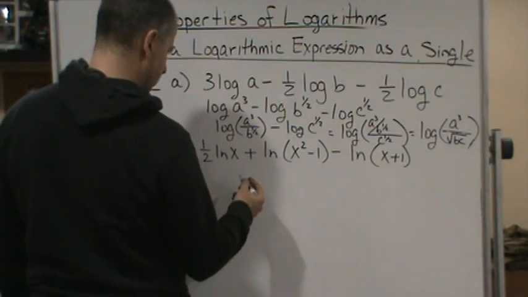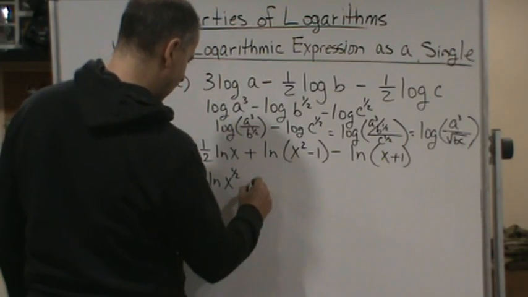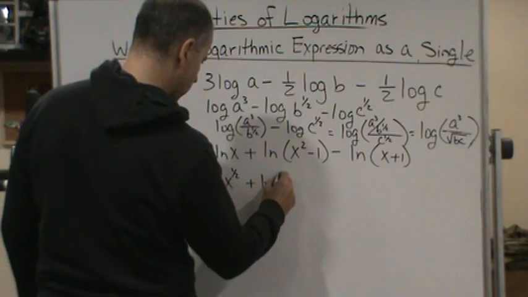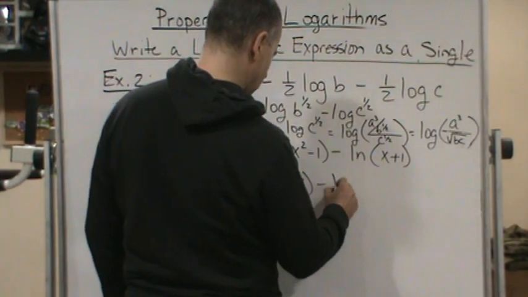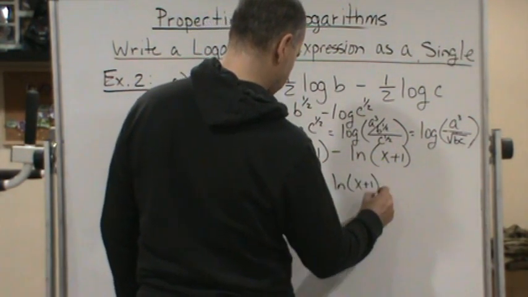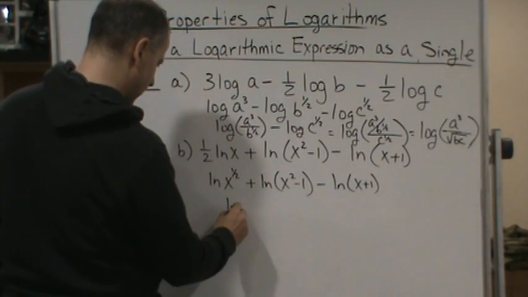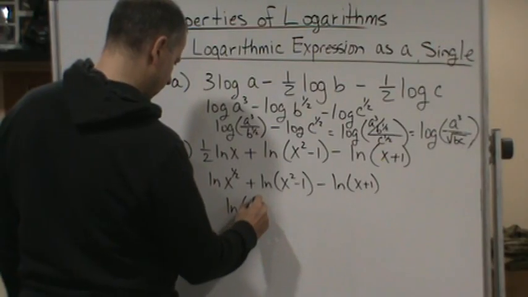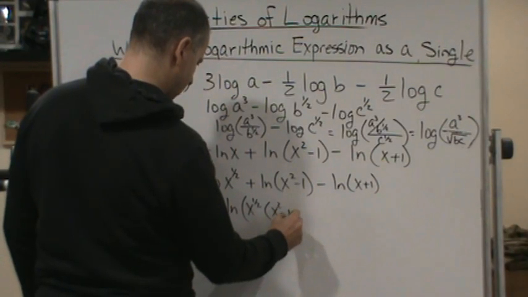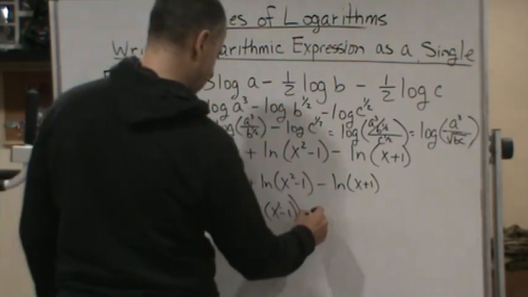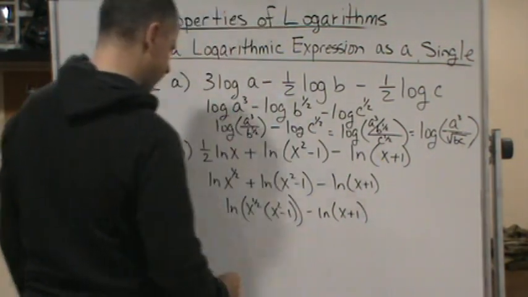Now let's do B. Let's do the same thing. I'm going to write this as natural log of x to the 1/2 power plus natural log of x squared minus 1, minus natural log of x plus 1. Now I'm going to combine these two. So this will be the natural log of x to the 1/2 times x squared minus 1, minus the natural log of x plus 1.